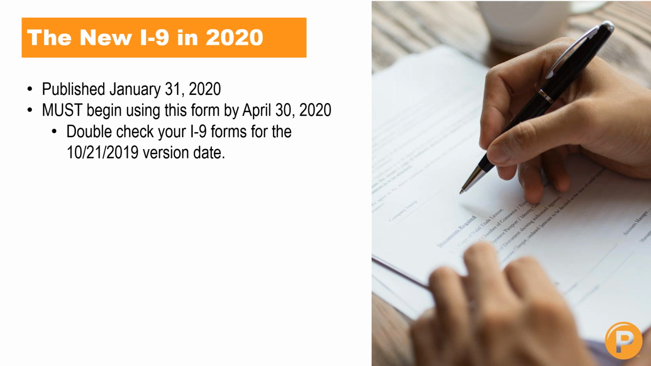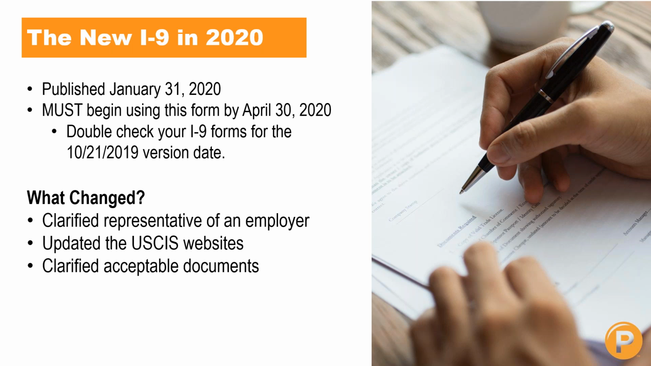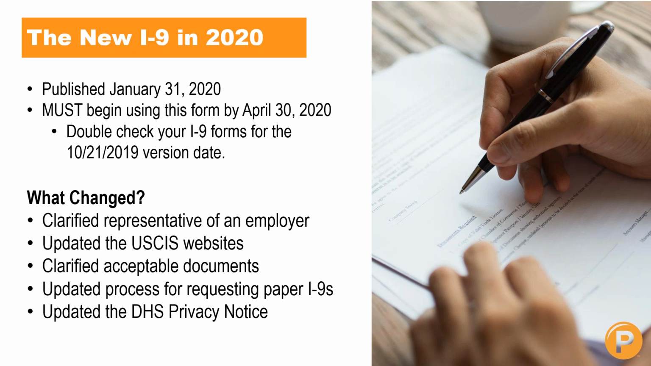So the I-9 form changed, but what exactly changed? Well, luckily it was nothing super major or a whole new look, but the changes that needed to be put in place were there, and they were just slight changes, so we'll go over those. So the first one is that the new form clarifies who exactly can act as an authorized representative on behalf of an employer. It updated the USCIS website addresses. It provides clarification on acceptable documents for the I-9 form. It updated the process for requesting paper forms, and it updated the DHS privacy notice.